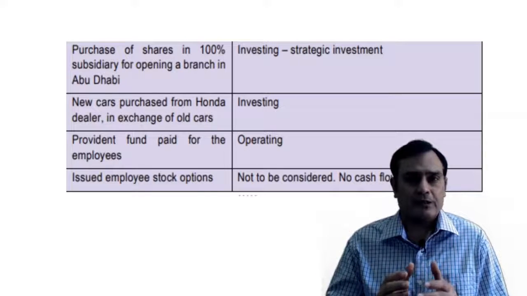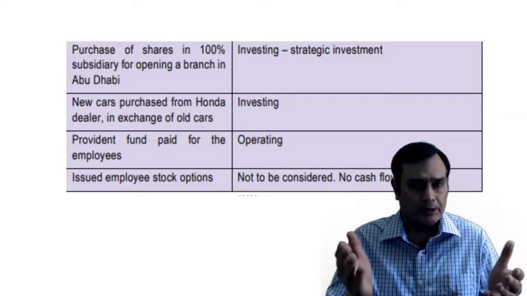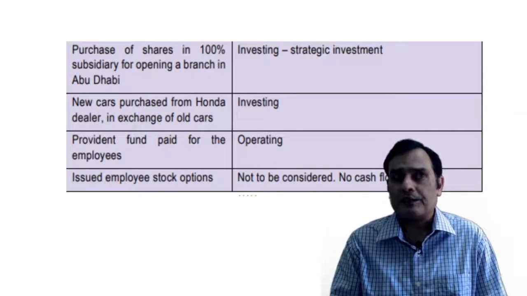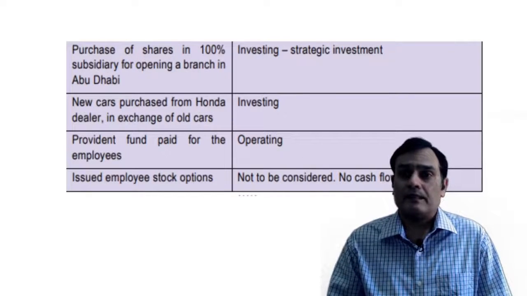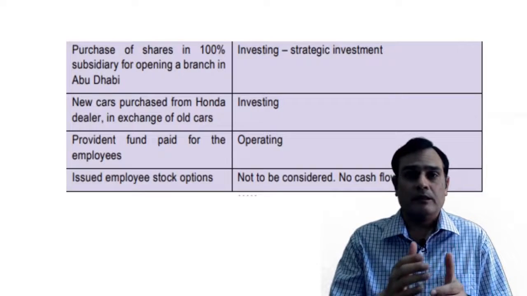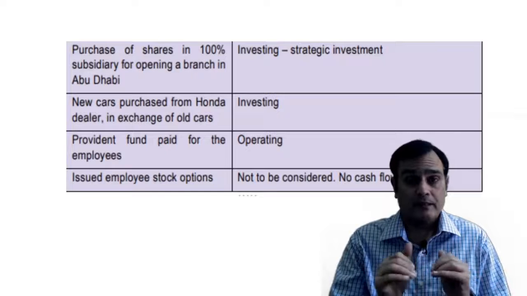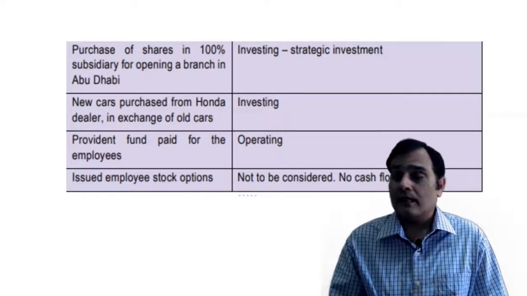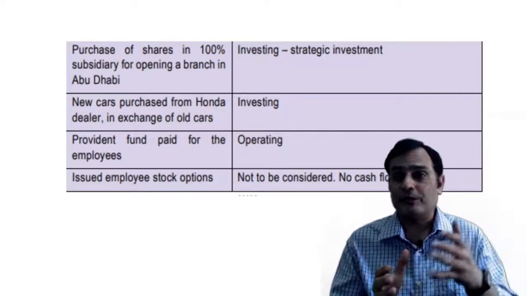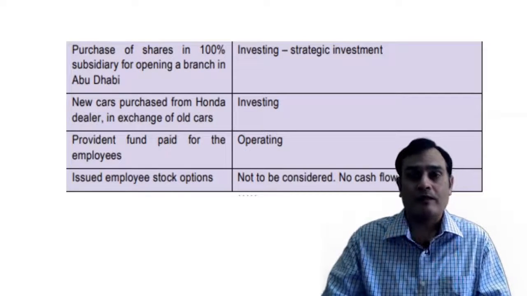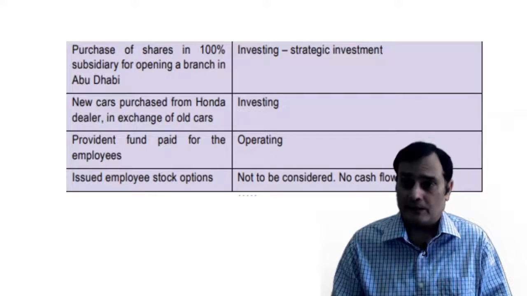Now, it doesn't make a difference whether this investment is in a related or unrelated party. So this would be investing activity related to the investments. Now, let's say new cars are purchased from a Honda dealer in exchange of old cars. I'm not saying that I am a dealer in cars. I might be into some of the business, but what I'm going to do is make a purchase of a new car in exchange for an old car. So this is going to be investing activity related to PPE.